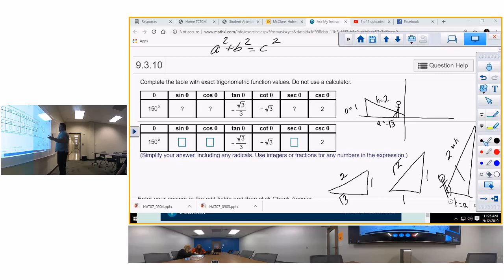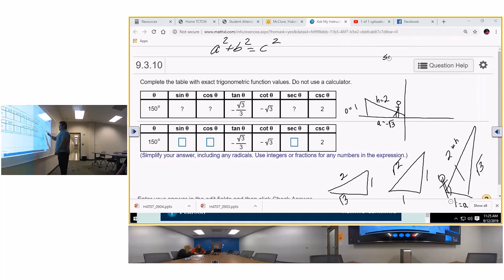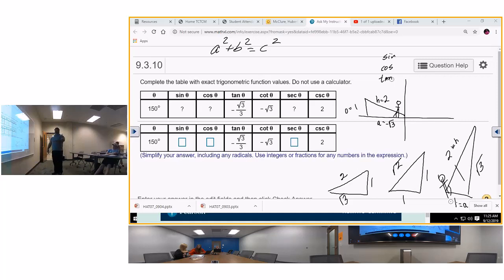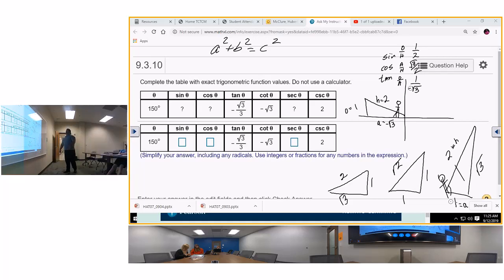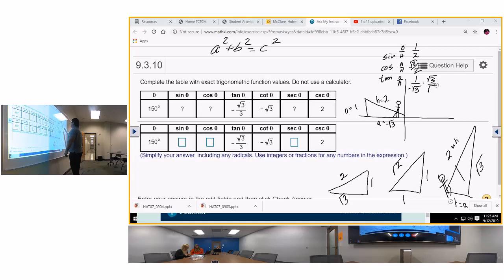So, what do you do? Well, you got your man here: sine, cosine, tangent. Now remember, I told you to just worry about the sine, cosine, and tangent because all you have to do is flip it to get the other answers. So sine, Oscar had a hunk of apple. Square root of 3 over 2. Now, you can't have a radical in the denominator, so you multiply by the square root of 3 over 3, and you get negative square root of 3 over 3.